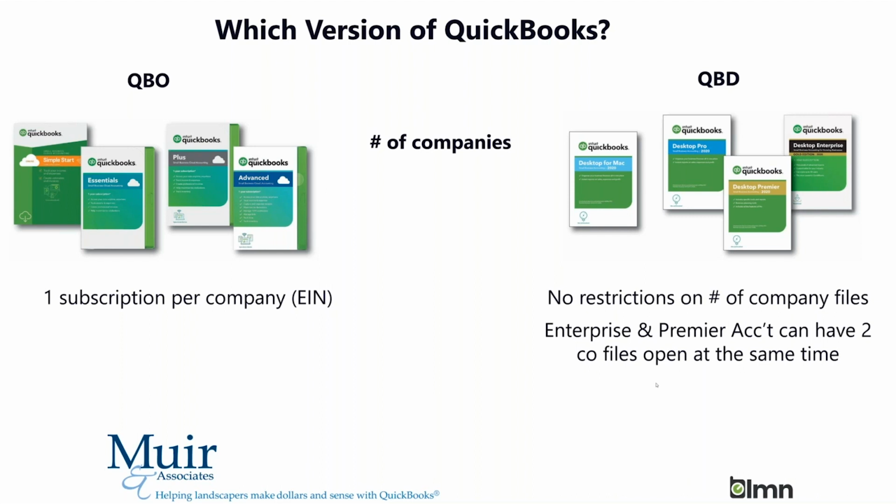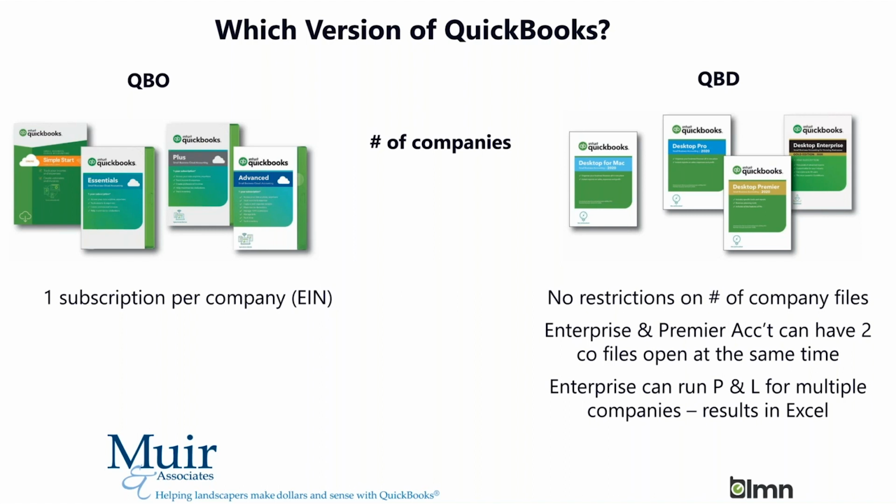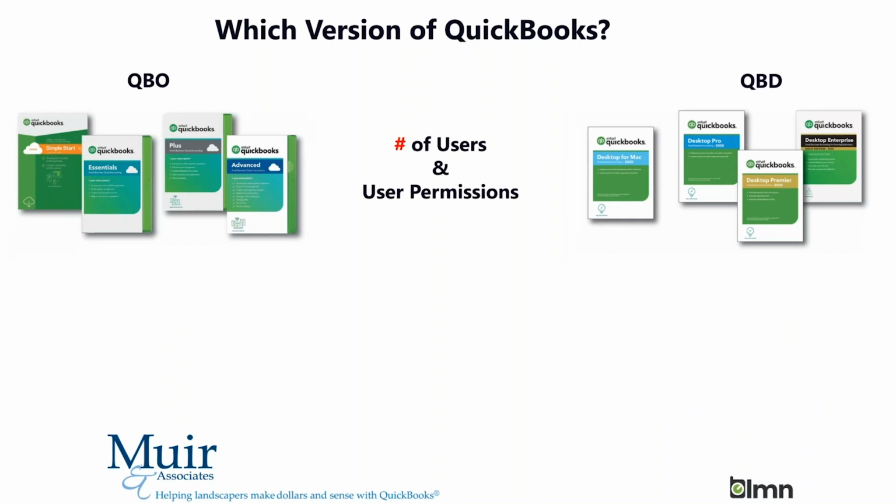And if you are in Enterprise or the accountant's version of Premier, you can actually have 2 company files open at the same time, which comes in handy because sometimes funds move back and forth between the companies. So it's easier sometimes when they're both open. And if you are in Enterprise, you can actually run a P&L for your multiple companies. So in essence, it will open up each company file and run the P&L, and then you get the results over in Excel. So the left side would be your chart of accounts, which is typical for a P&L, and across the top would be your different companies. You can also do the balance sheet that way, and there's probably 1 or 2 other reports that you can run that way in Enterprise.